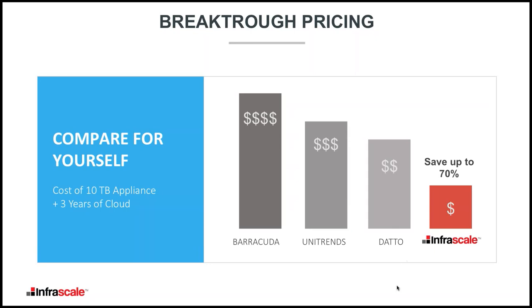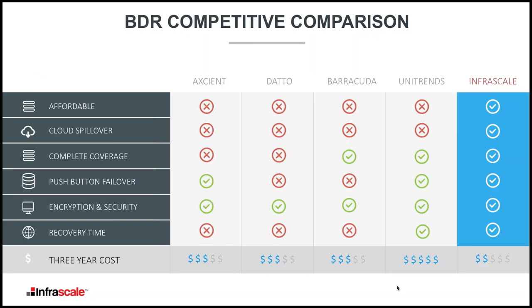Here's another look at a competitive comparison to really look at a chart that helps summarize all the key criteria that you want to be looking at when you're comparing different solutions. And as you can see, all of those vendors that we have on here, Axcient, Datto, Barracuda, Unitrends, and InforScale, so all of those other vendors really just don't stack up the way that InforScale does. And of course, if you're looking for an affordable solution on top of this, really there's not much competition.